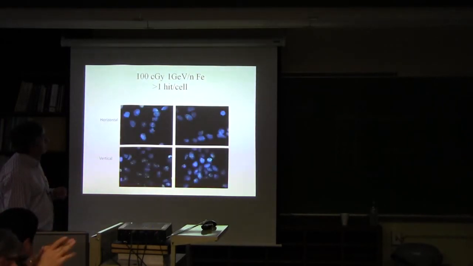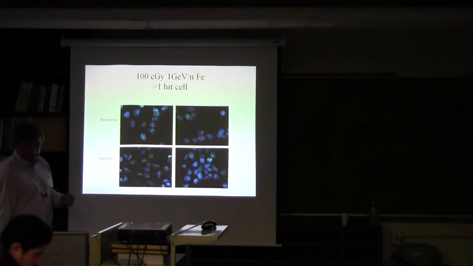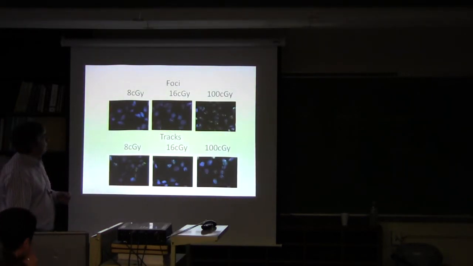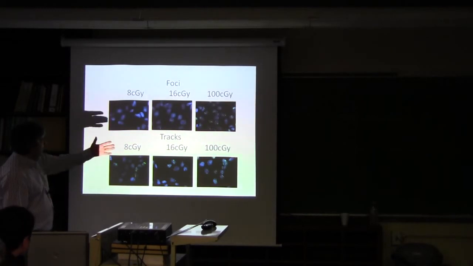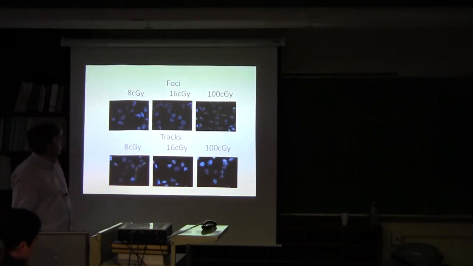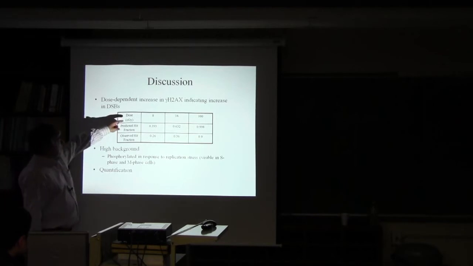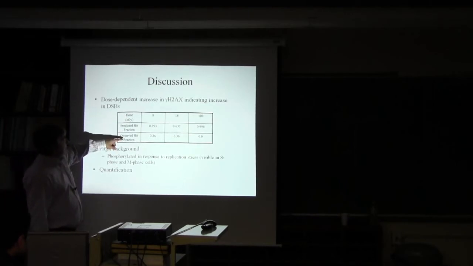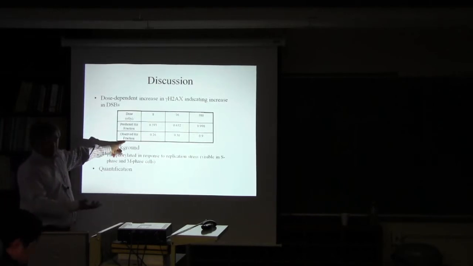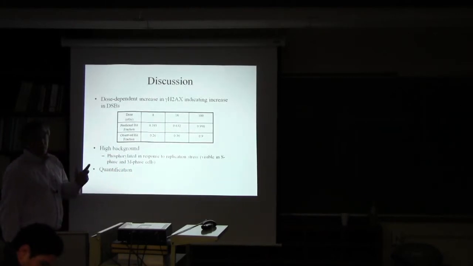This is 100 centigray, more than a hit per cell. Quite clear. And this is a kind of representation of each of the doses on tracks and foci. Okay? And this is the result at the end. So what the dose, the predicted hit fraction, and actually what we observe. We measure that, and this is the approximation. It's not so good, but it's close.